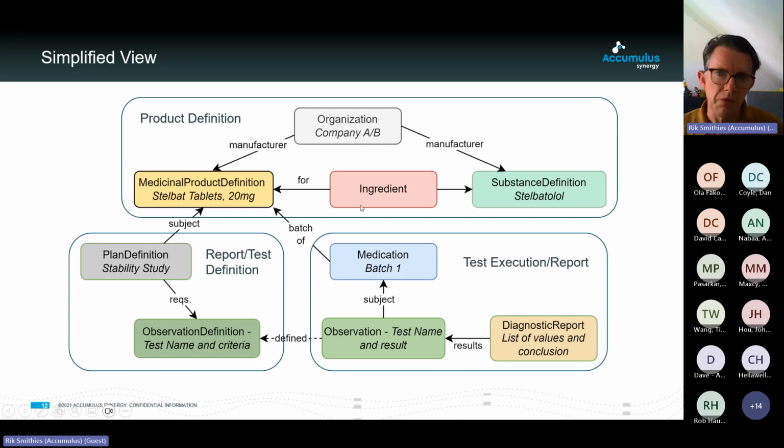So we're going to be seeing all of these resources today. Not in order of importance, but you don't get very far without a medicinal product definition. That's resource number one. We talk about organization second, I think, because it's fairly easy to grasp, then ingredient, substance, and so on through all the steps. And finally, if we get that far, and we may well not, we might talk about plans and observation definitions.